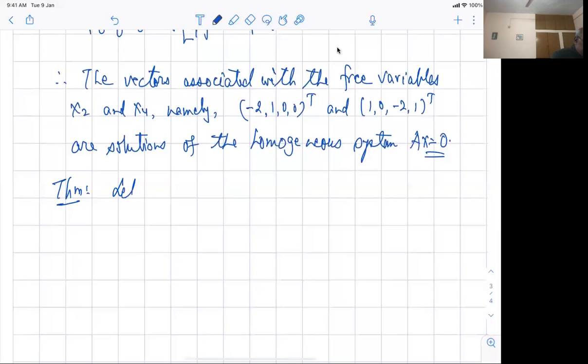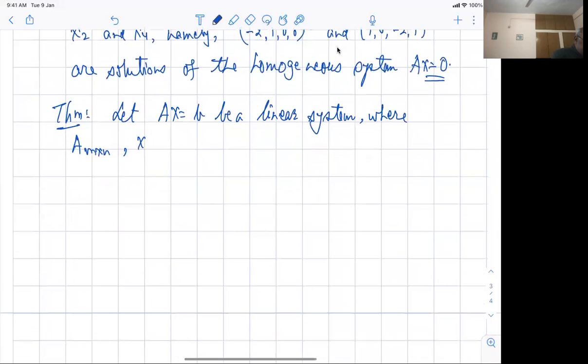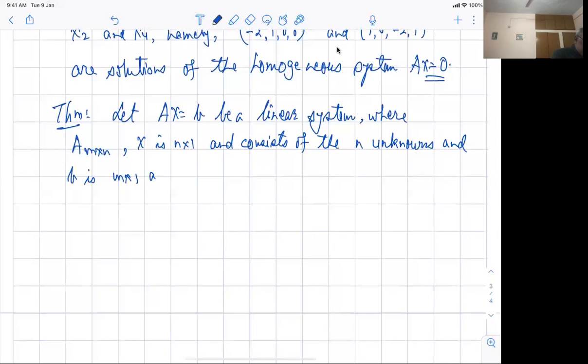Let Ax equal to B be a linear system where A is of size m cross n, x is n cross 1 and consists of the n unknowns, and B is m cross 1 and is the right hand side of the system Ax equal to B.